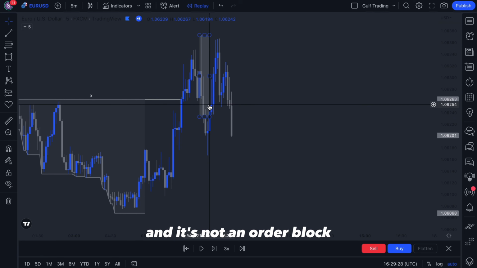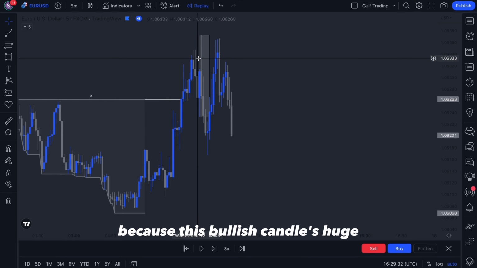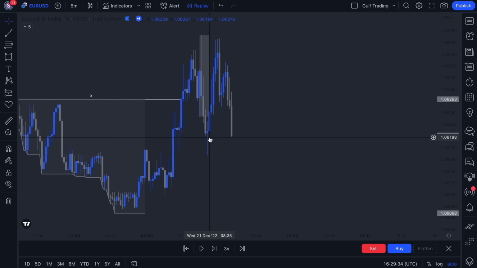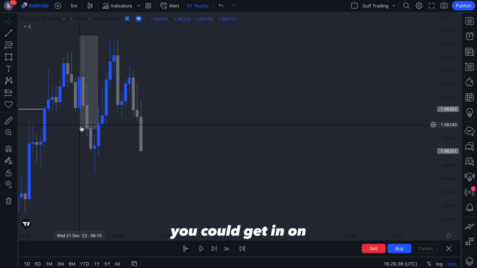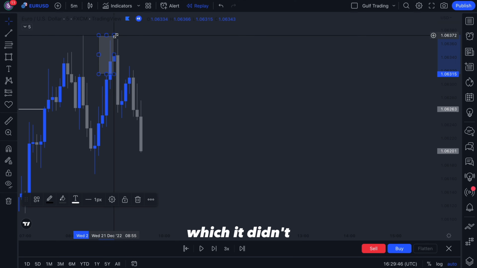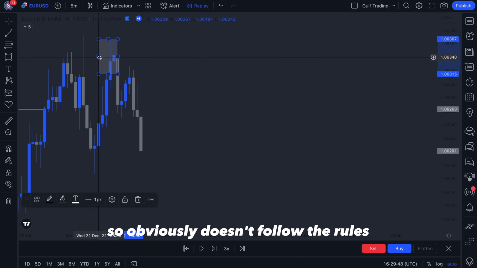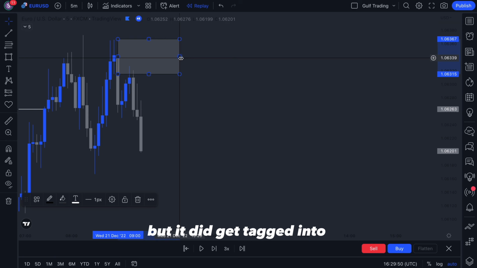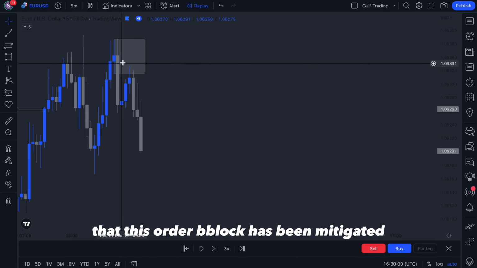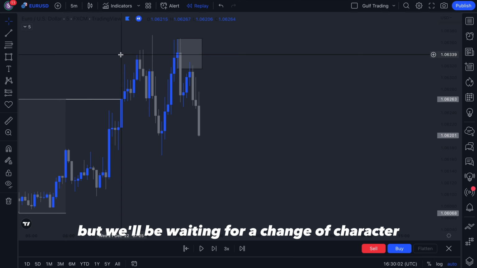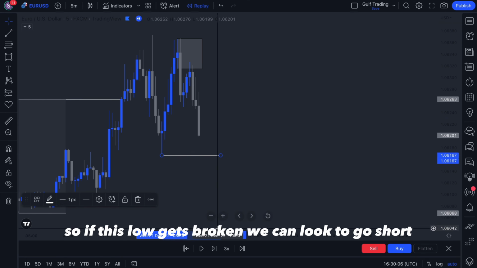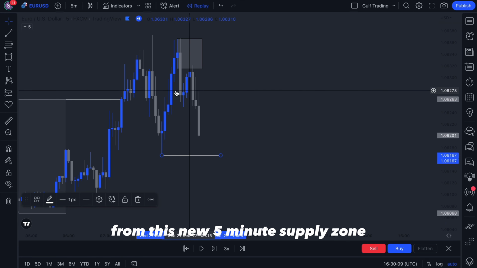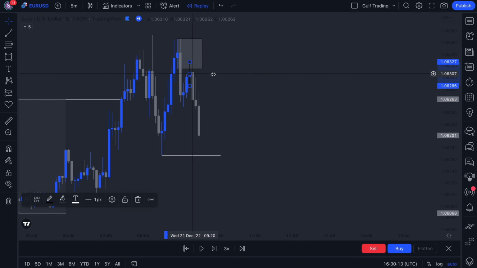That's huge, and it's not an order block because this bullish candle is huge, and there's not much selling pressure. As opposed to here, on this candle, you could have gotten in on this candle had it caused the change of character, which it didn't. So obviously, it doesn't follow the rules. But it did get tagged into, and so what we say is that this order block has been mitigated, and so you're not looking to enter from that again, but we'll be waiting for a change of character now off of here. So if this low gets broken, we can look to go short from this new 5-minute supply zone.